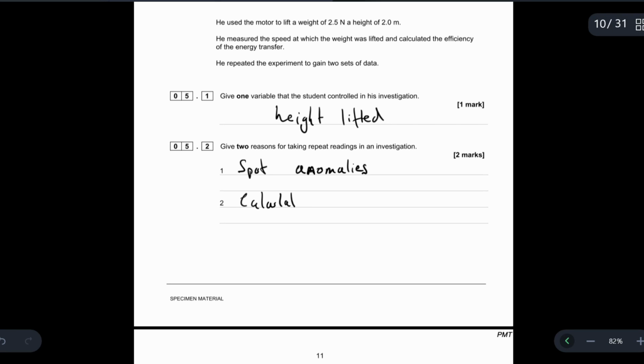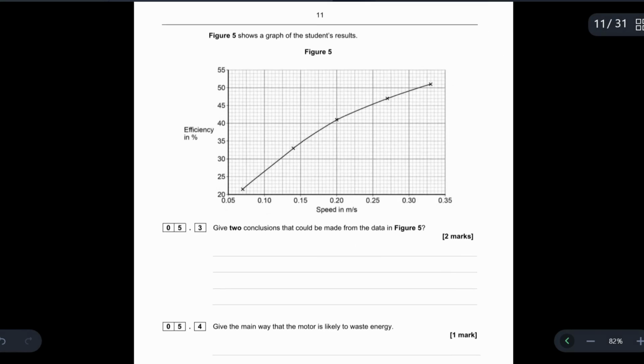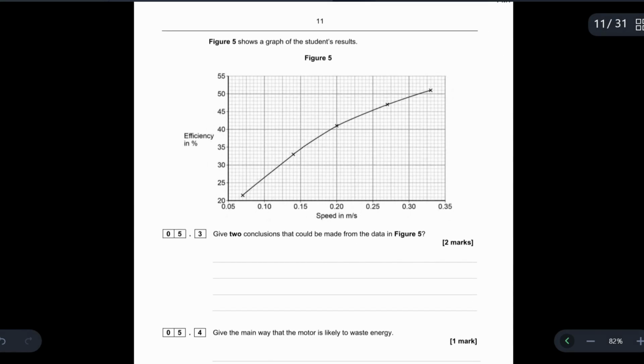That taking repeat readings allows us to calculate a mean or an average reading, which could make our results potentially more reliable, because we can kind of average out any kind of random errors. And again, the reason why then we want to spot anomalies is when we calculate the mean, we don't want to be including these anomalies, and these anomalies wouldn't actually be an accurate reading. Clearly, something's gone wrong there, and so it's important that if we take the repeat readings, we can actually spot these anomalies.